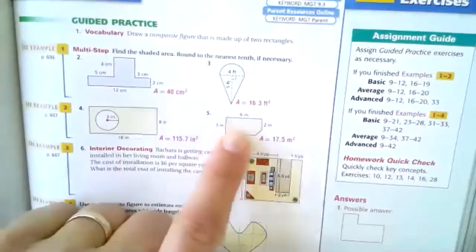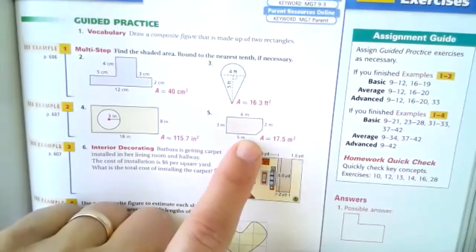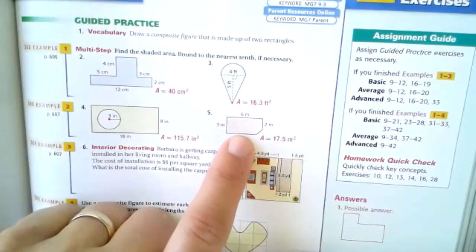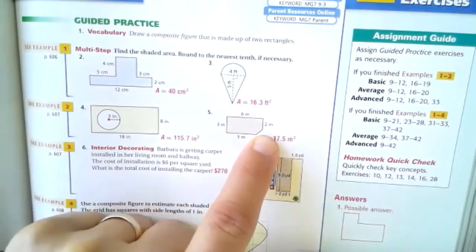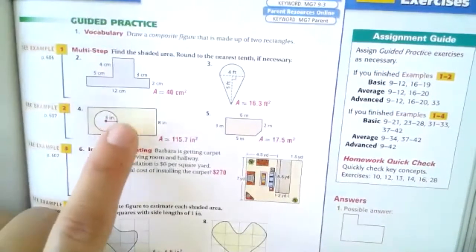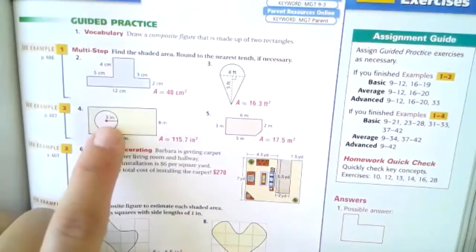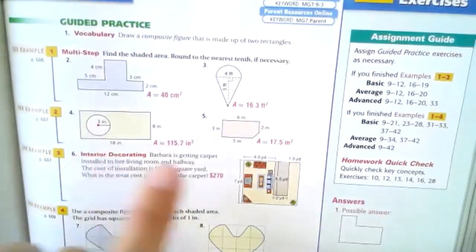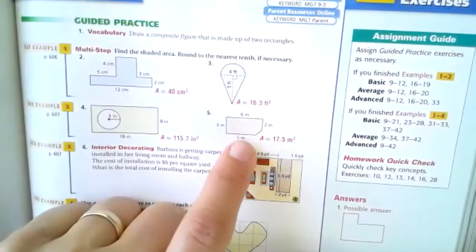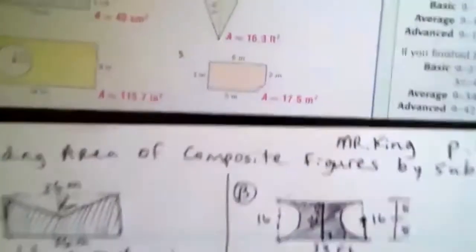So let's do, this one's pretty interesting. This is a rectangle take away a triangle. You can't see the triangle. This is a rectangle take away a circle. We just did that. Let's come over here and do this real quick. So let's find the area of this number 5. Let's go do that real quick.